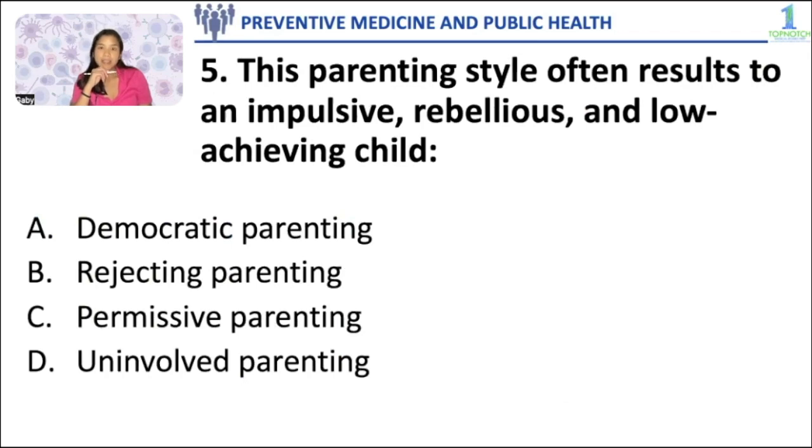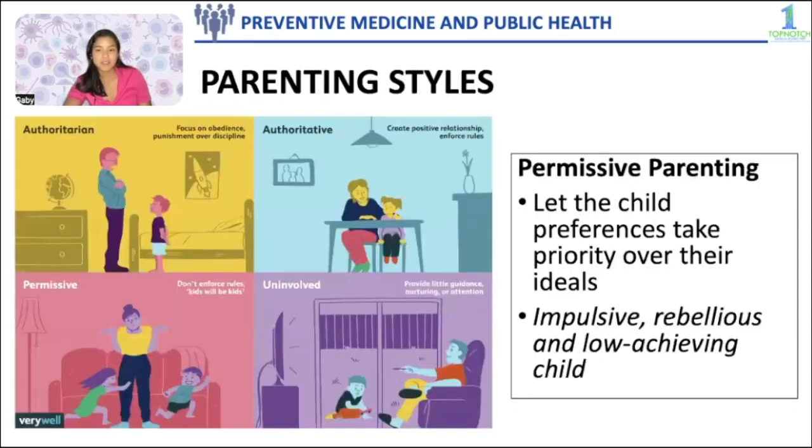This parenting style often results to an impulsive, rebellious, and low-achieving child. Is it a democratic parenting, rejecting parenting, permissive parenting, or uninvolved parenting? Now, guys, remember, this is not real life. This question is not real life. It is just supposed to mimic the Philippine licensure exam, which will sometimes ask these types of questions. Obviously, not one parenting style will automatically lead to a certain child. But anyway, for the purpose of the PLE, our answer is letter C, permissive parenting.